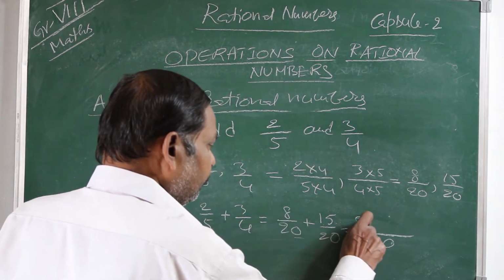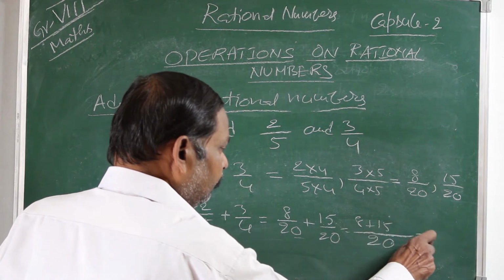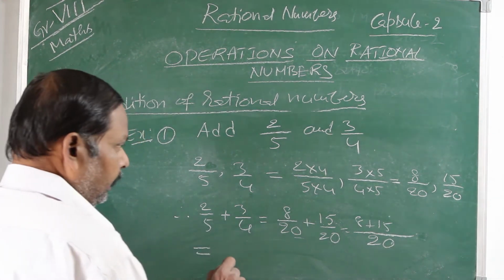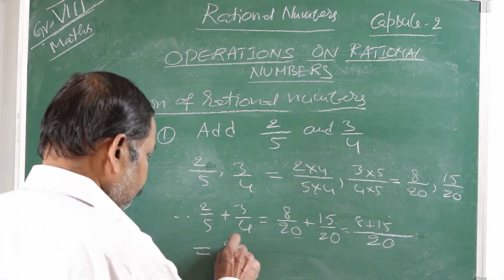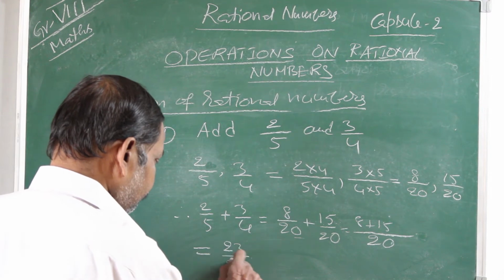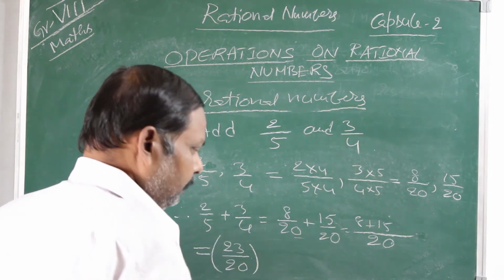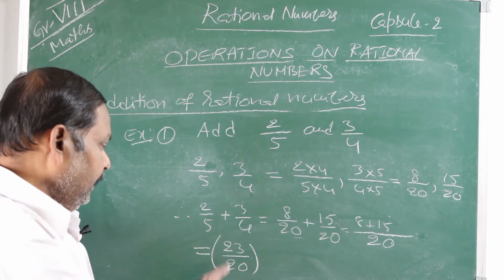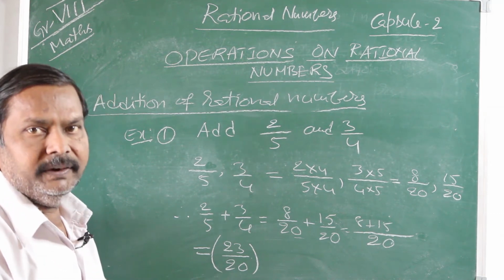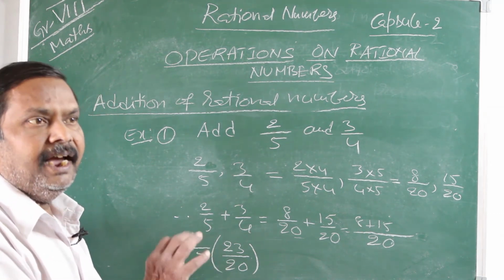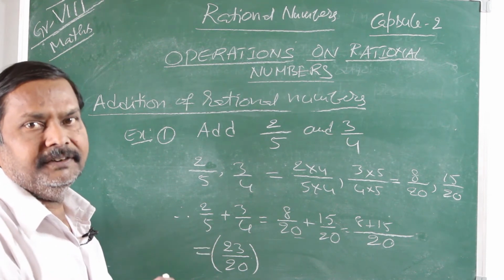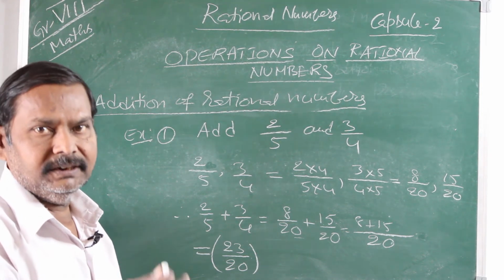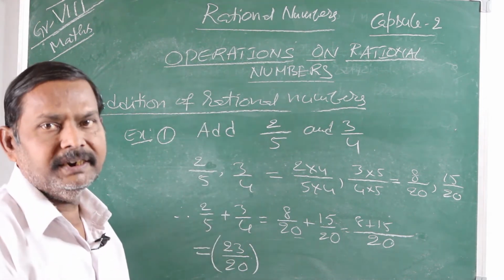8 plus 15 is 23 by 20. And this is the sum of the two given rational numbers. Here there is no common factor between 23 and 20, so you can leave it. If there are any common factors, you can cancel the common factor and reduce the rational number into the lowest terms. This is the way of adding two rational numbers.